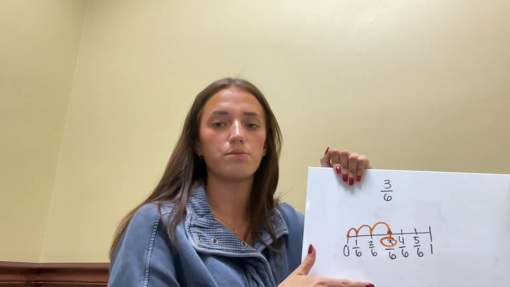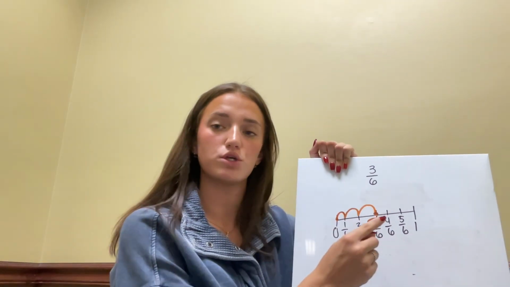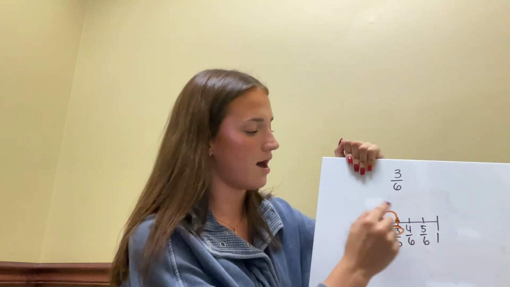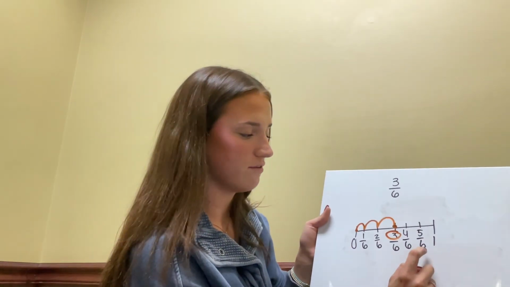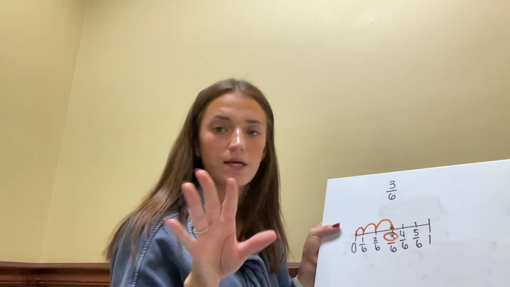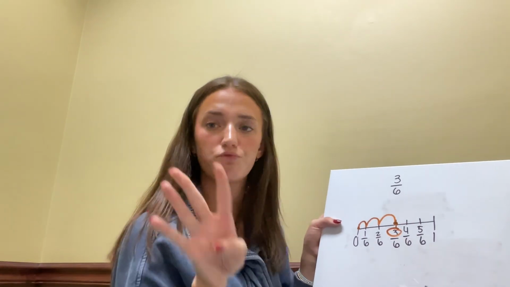No matter what your numerator is and how many times you're trying to jump to that spot, you will jump however many times as your numerator is equal to. So that would apply if we were trying to find 5/6, we would jump 5 spaces. If we were trying to find 4/6, we would jump 4 spaces.